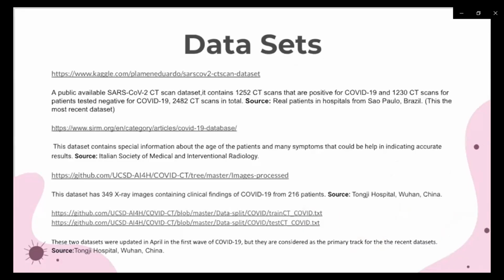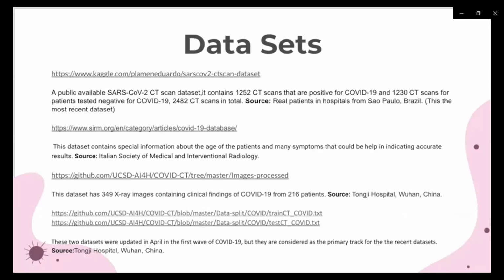Here are some added datasets to be up to date. I didn't include the ones that I mentioned in the last presentation, just to show the new progress only. Here are the links for the datasets. The first one is a public dataset that contains in total 2,482 X-ray scans, some for positive cases, like 1,252 X-rays, and 1,230 X-ray scans for negative cases.